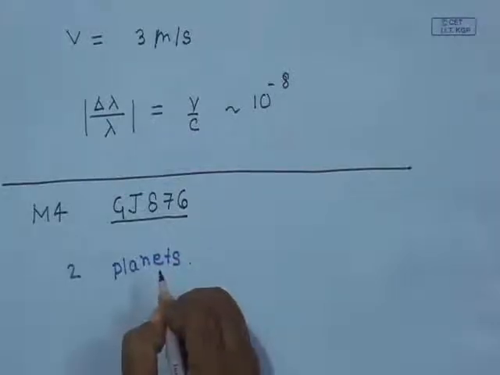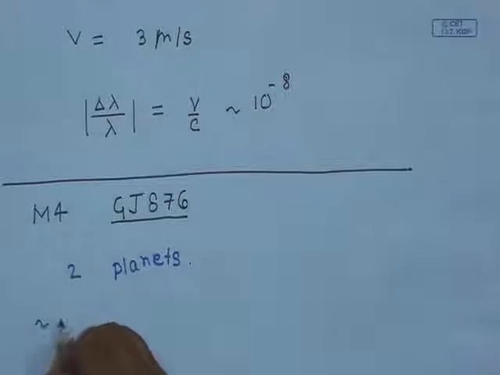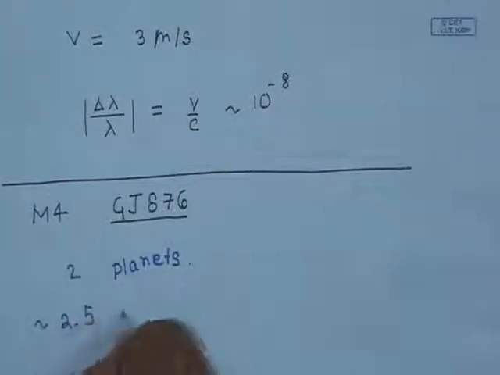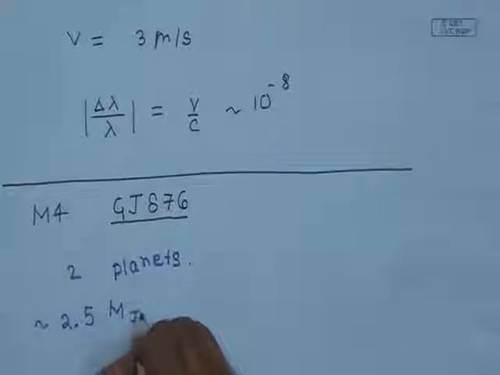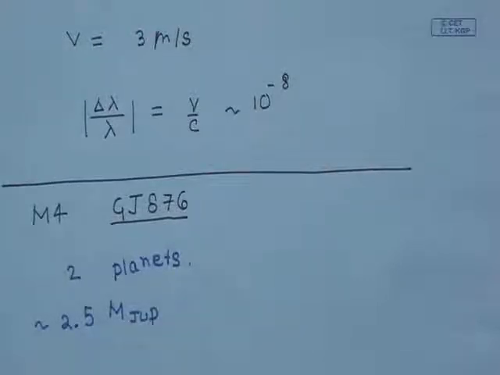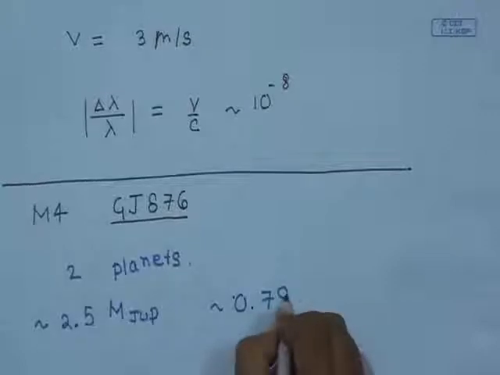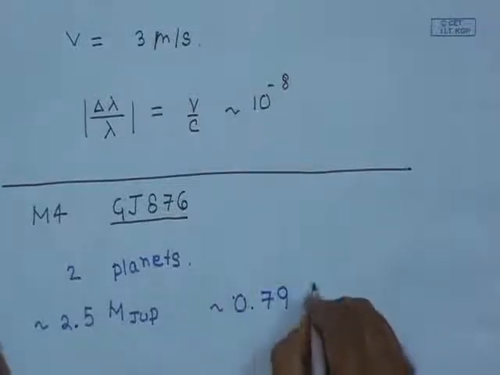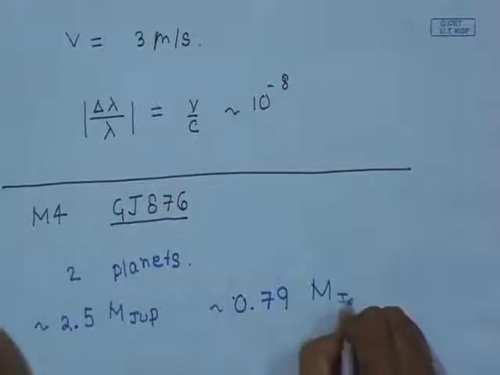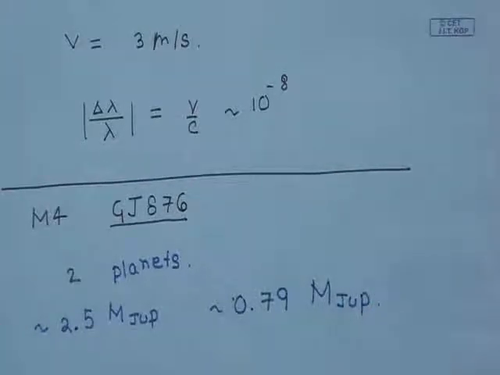of masses. One of the planets has a mass approximately 2.5 times the mass of Jupiter. Jupiter, remember, is 1000 times less massive than the Sun. The other planet has a mass of approximately 0.79 times the mass of Jupiter. So, this is just an example of a system of a star which has not one exoplanet, but 2 planets around it.